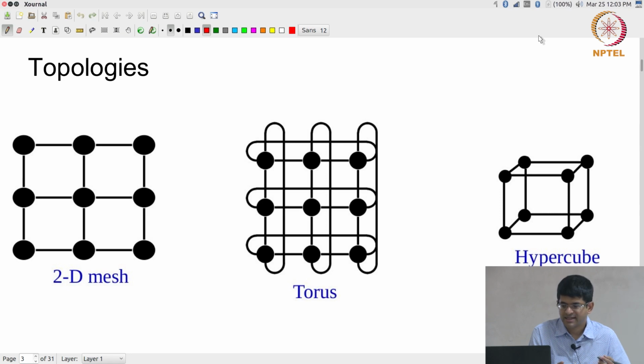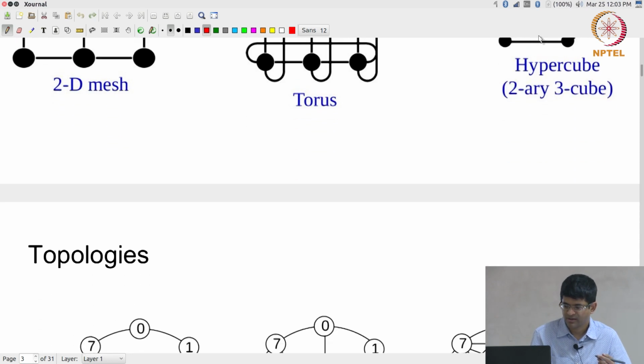The torus is an extension of the 2D mesh that makes it easier to communicate from one end to the other logically, but physically, as we can see, it means that you need long wires which might lead to other kinds of problems. A 3-dimensional hypercube is in some ways better because it provides additional connections between nodes, but once again, how do you actually realize this on physical silicon is a different question.